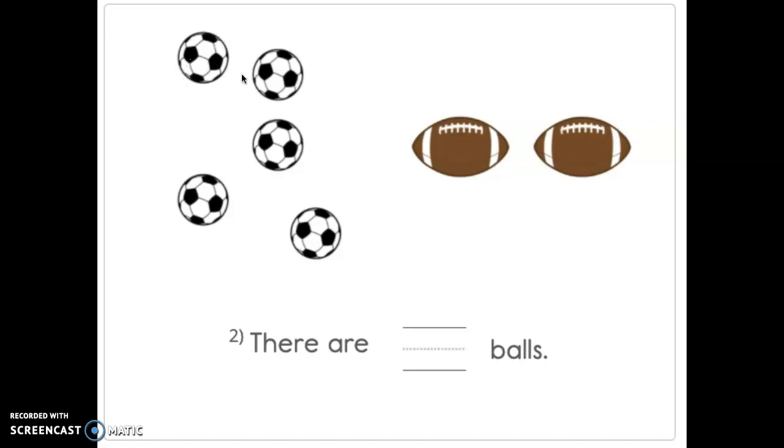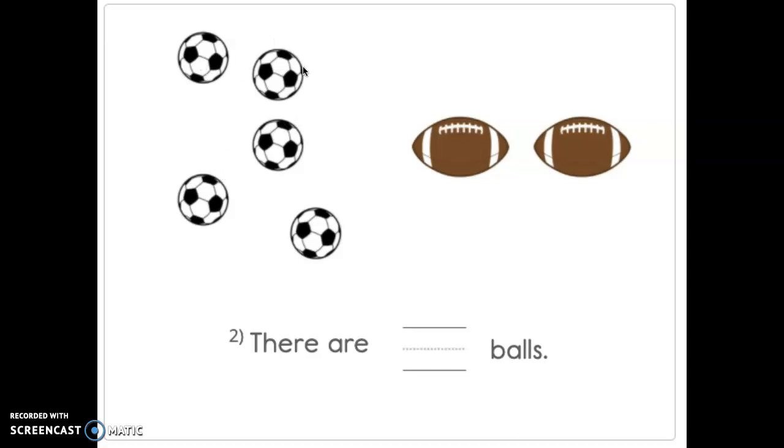You can cross them out as you count them. You can put a number on them as you count them to keep track. You can put a little dot next to each one that you count. Whatever way works best for you is absolutely fine.